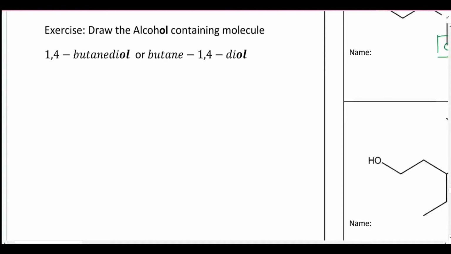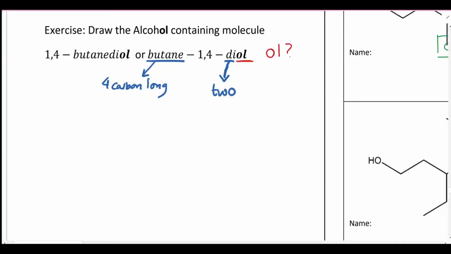The next one here is 1,4-butanediol, or it can also be written in terms of the IUPAC nomenclature as butane-1,4-diol. So let's try to translate this whole thing. The first part is butane, that means the carbon chain is going to be 4 carbons long. And I have a di, I have 2 of something here. Now the question is, what is this suffix of OL?